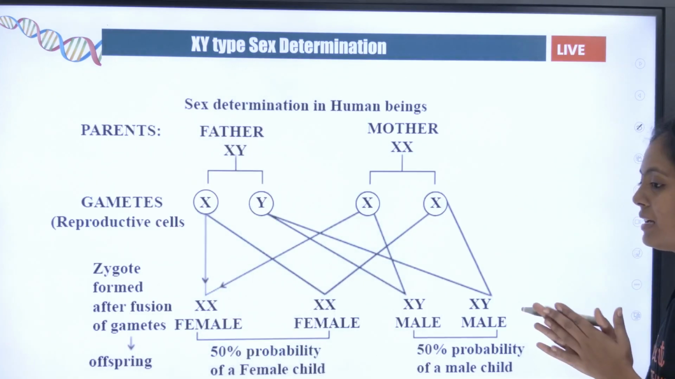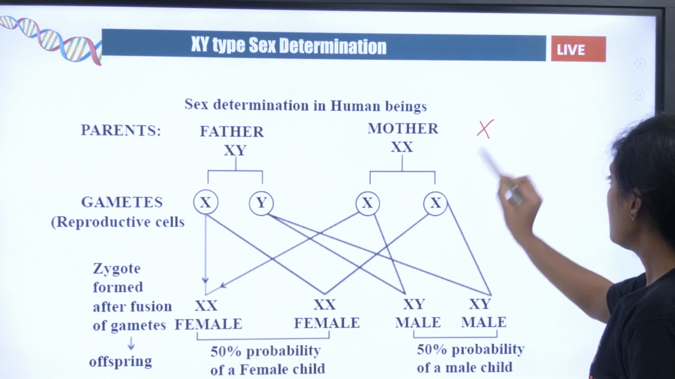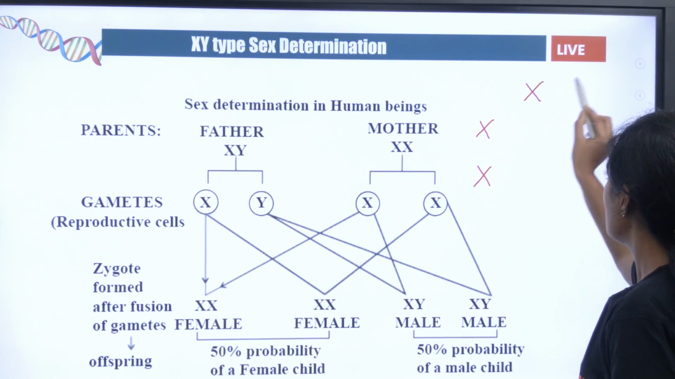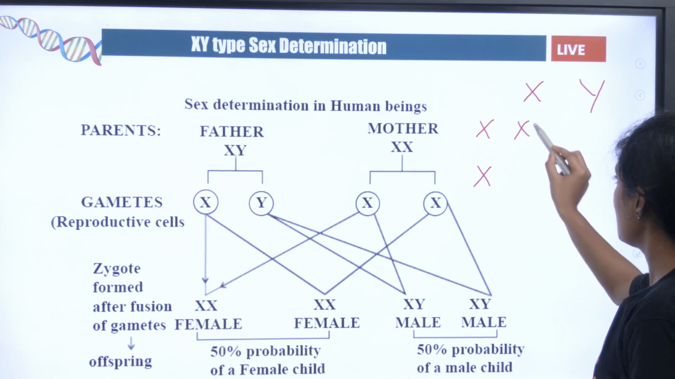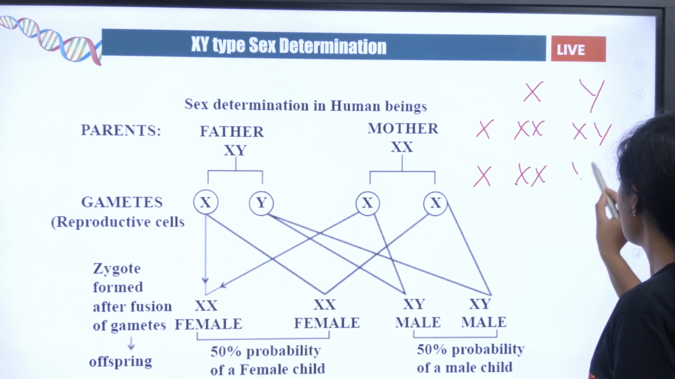Okay, next, this is sex determination in human beings. Here, the mother is homogametic, the father is heterogametic, right? XX, XY, XX, XY.